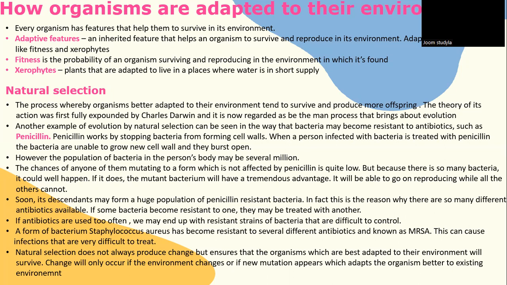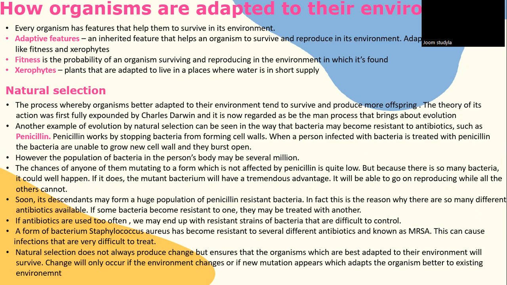If it does, the mutant bacterium will have a tremendous advantage. It will be able to go on reproducing while all the others cannot. Soon, its descendants may form a huge population of penicillin-resistant bacteria. In fact, this is the reason why there are so many different antibiotics available. If some bacteria become resistant to one, they may be treated with another.